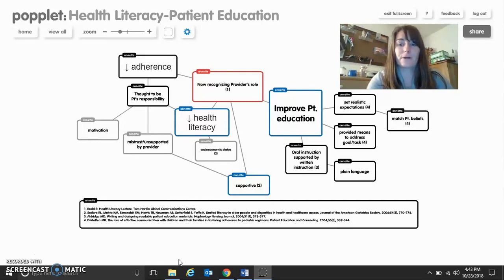As you can see by this Padlet, there are many interconnected ideas and moving parts. And so it's not as simple as just the patient's responsibility on one side and the provider's responsibility on the other side. The patient and the provider must work together and work collaboratively in order to have good outcomes. Hopefully, by building a rapport with the patient, the provider and patient can achieve goals that are realistic and match the patient beliefs, and the patient is provided with everything they need to address the task and goals.